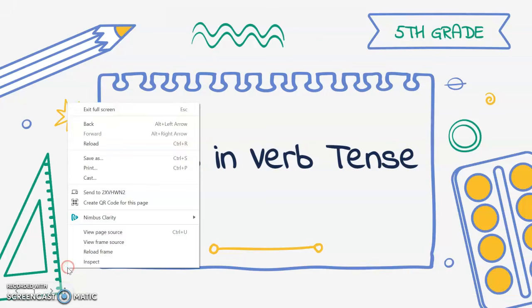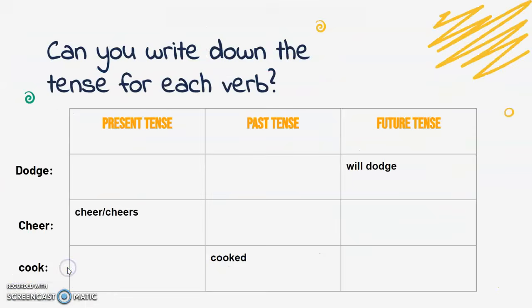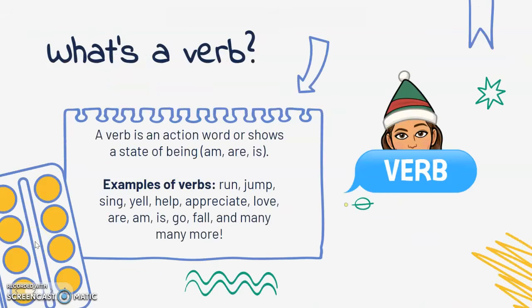So first things first, go back. What is a verb? We need to know what a verb is in order to know what verb tenses are, and then to be able to know how to shift our verb tenses correctly in our sentences.